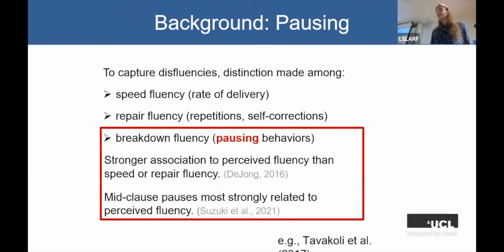Among these various facets of fluency, breakdown fluency seems to be particularly important because research has shown that perceived fluency is more related to breakdown fluency than speed and repair fluency. Perceived fluency meaning how raters perceive how fluent somebody's speech is. In a recent meta-analysis by Suzuki et al., it has also been found that mid-close pauses are more strongly related to perceived fluency ratings.